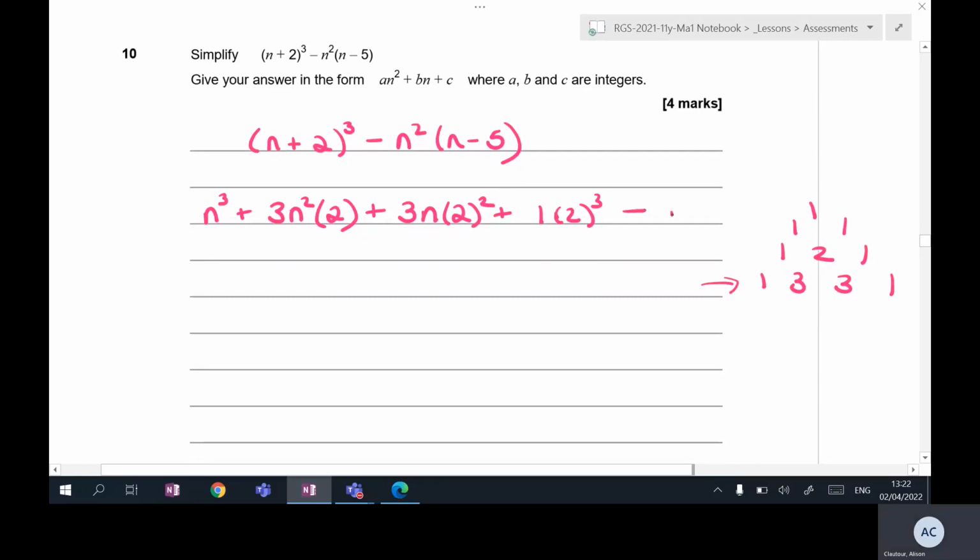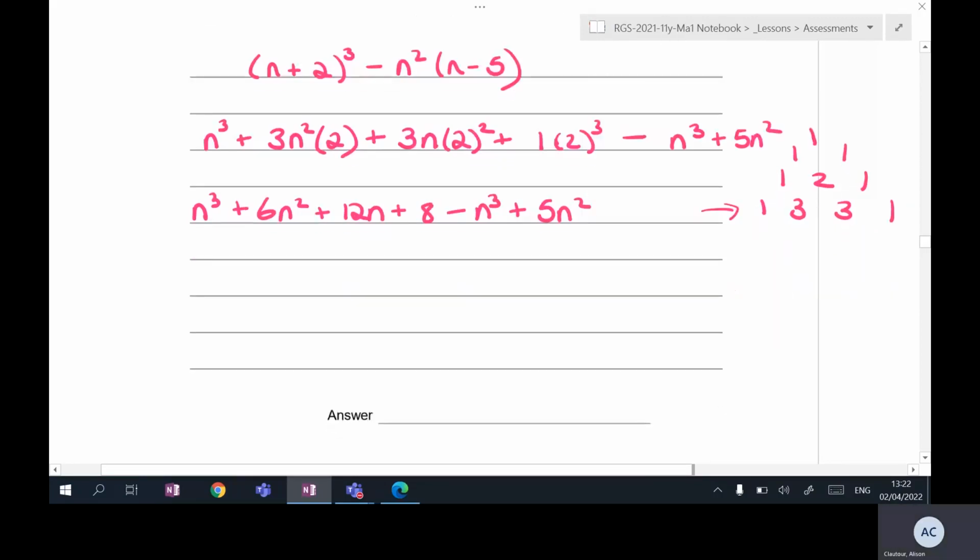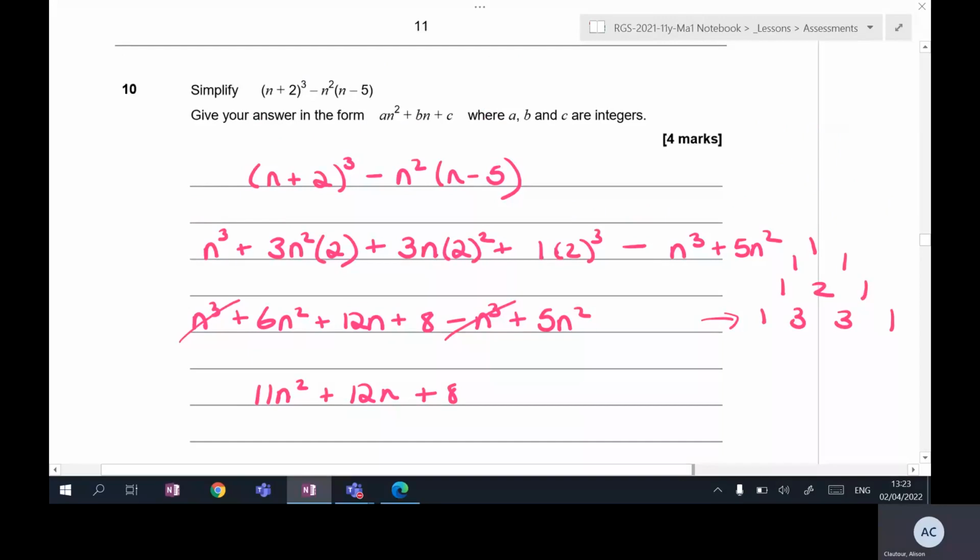And then obviously we're taking away n cubed plus 5n squared. So I just sort that out a bit. I've got 6n squared, add 12n, add 8, and minus n cubed, add 5n squared. So my n cubes are going to cancel out because I've got n cubed minus n cubed. So I'm left with 11n squared, add 12n, add 8, which was the form that we wanted it in. So it ends up being a quadratic.